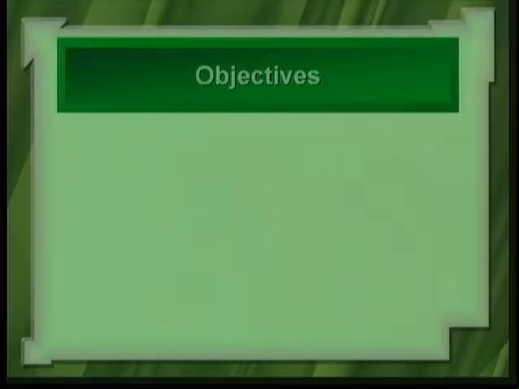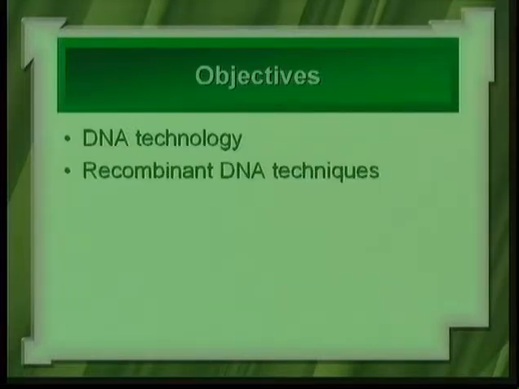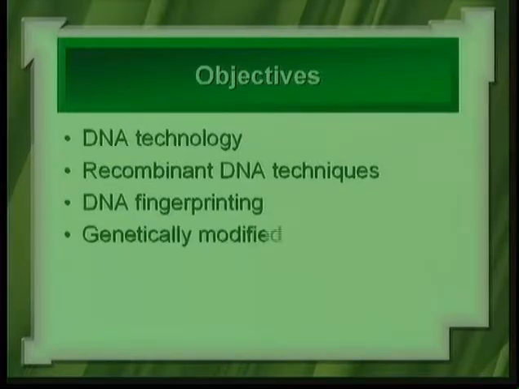So today's objectives: first, we're going to talk about DNA technology. Secondly, we're going to talk about some of the techniques that go into doing DNA technology, which we call recombinant DNA techniques. Thirdly, we're going to talk about DNA fingerprinting, because DNA technology does have an impact on certain kinds of investigations that we call DNA fingerprinting evidence. And then we're going to talk about genetically modified foods, also known as genetically modified organisms, or GMOs.